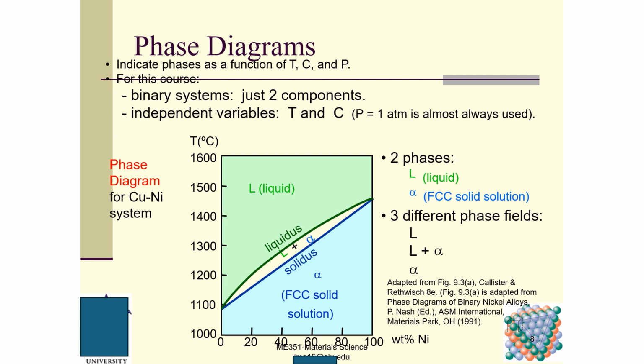In between the liquidus and solidus, we have two phases. One is the liquid, and the other is the solid alpha. So we have three different phase fields: L, solely the liquid; alpha, solely solid; and in between, the combination of L plus alpha. Any questions regarding this slide?